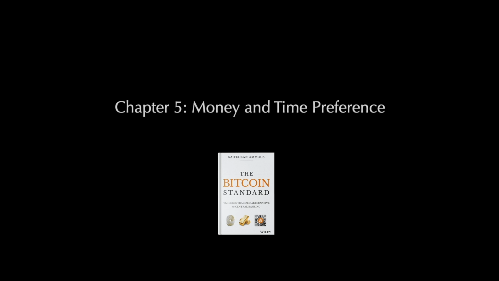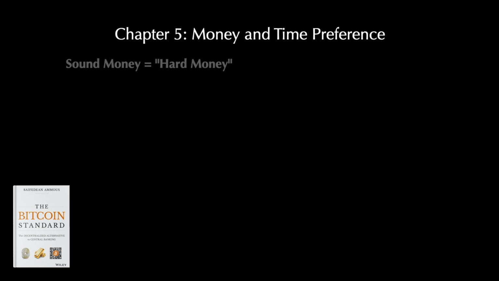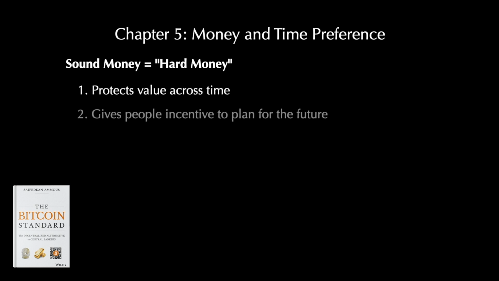Chapter 5. Money and Time Preference. Sound money is extremely important for three main reasons. Number 1, it protects value across time. Number 2, it gives people an incentive to think of their future. And number 3, it lowers their time preference.